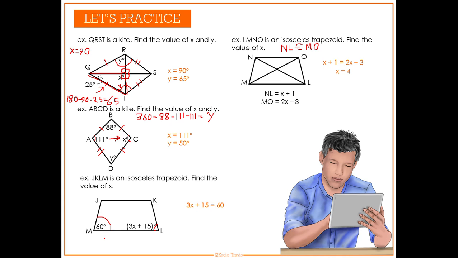When I do that, I got to get x by itself. So let's bring that 15 over. That's going to give me 3x is equal to 45. And when I divide both sides by 3, I end up with 15 is equal to x. Nice and easy. All right, home stretch, people.